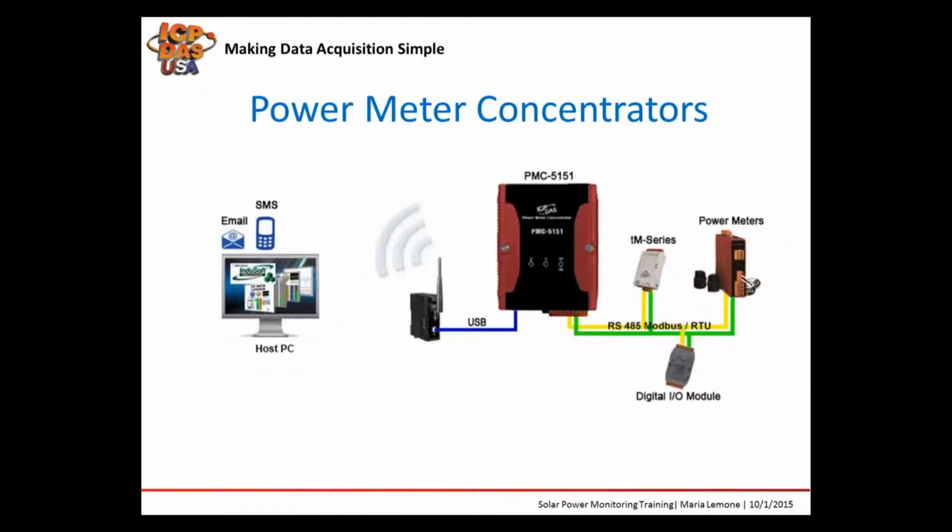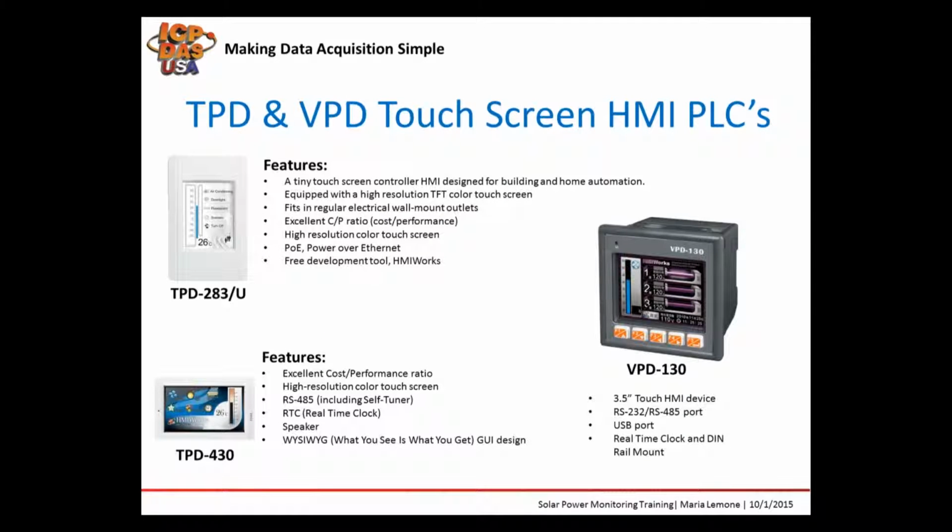For energy monitoring, you can also use power meters to monitor energy device consumption, and you can pass the data back to the same or to a different SCADA system. Touchscreen PLCs can be used to show the information at the solar panel inverter site or in another location.